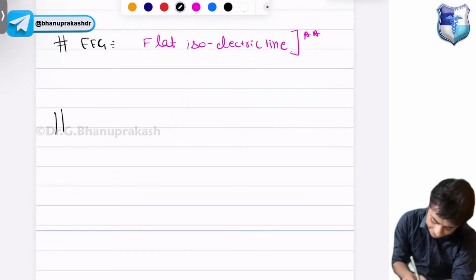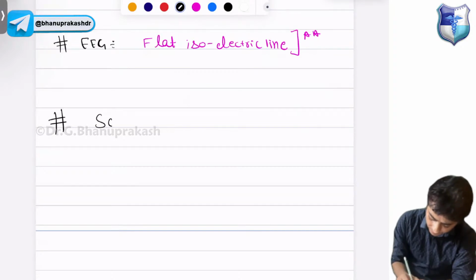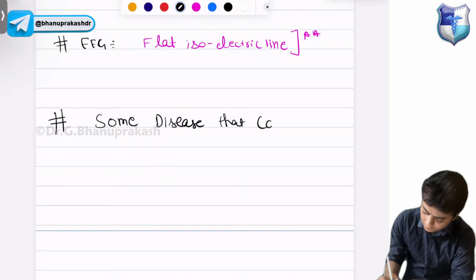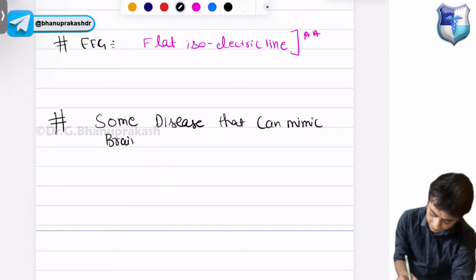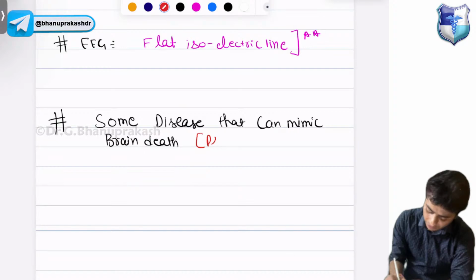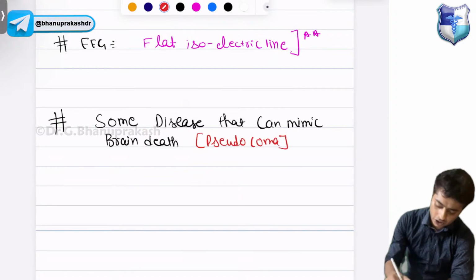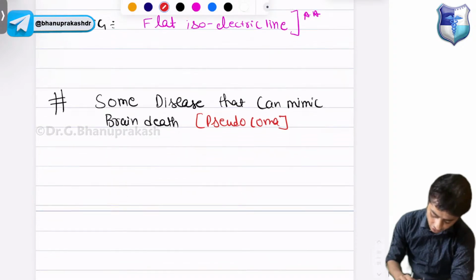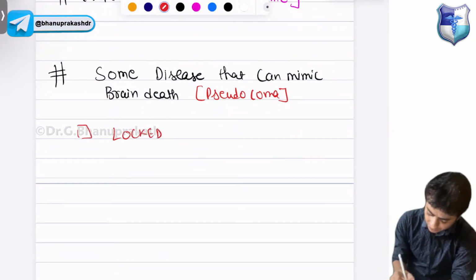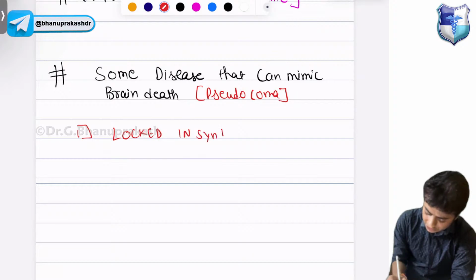Now we'll come to some DDs, some diseases that can mimic brain death. These are also known as pseudocoma. First is locked-in syndrome.